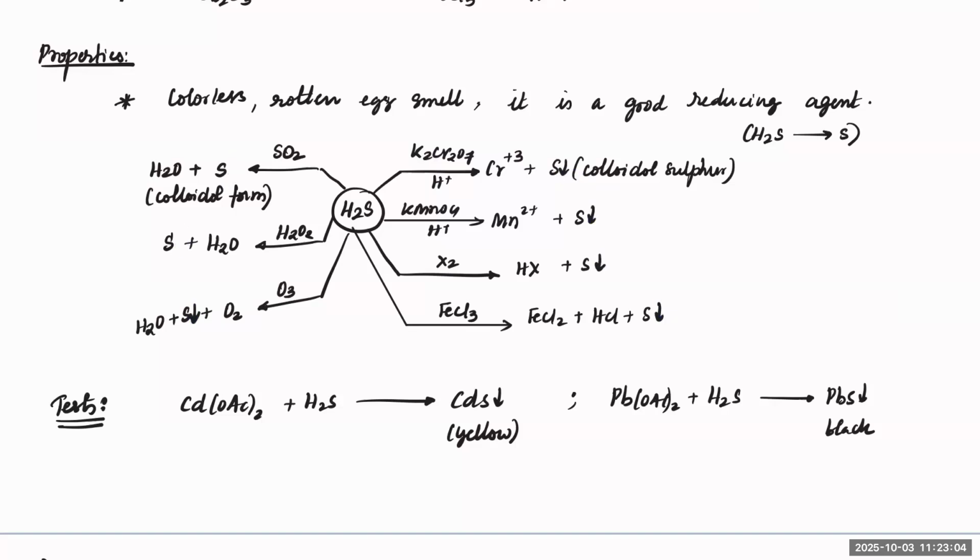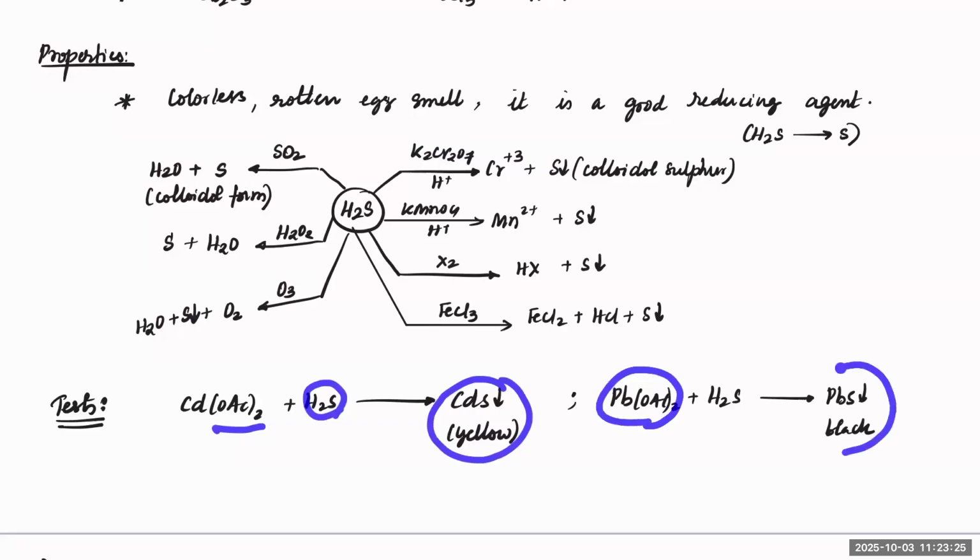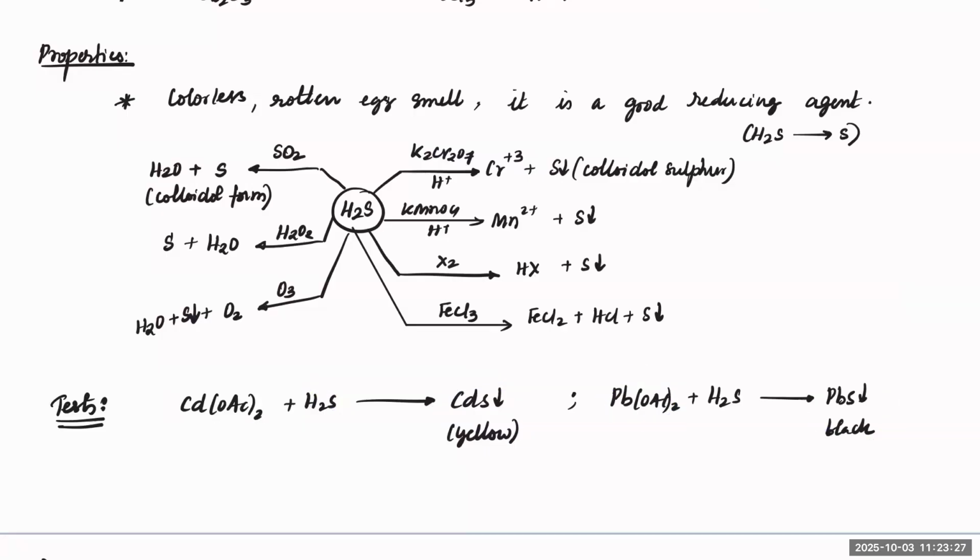Colloidal sulfur is like a dirty white color, mostly like a turbid, not a complete solid, more like suspended in solution. And then if you react H2S with cadmium, it will give a yellow PPT. With lead, it will give a black PPT. And you know that silver, mercury, bismuth, copper, even they will give you black precipitates.